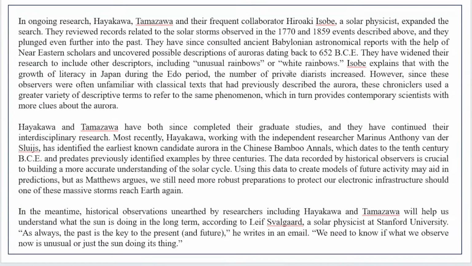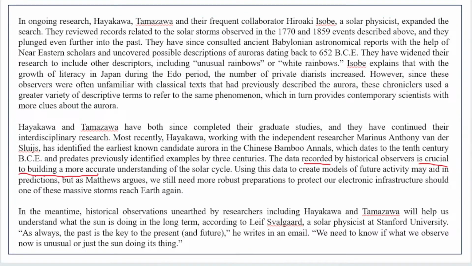Okay, so the data recorded by historical observers is crucial to building a more accurate understanding of the solar cycle. Again, now यहाँ पे दो चीजें note करें. One is recorded. Now here this is used as a verb, so we will use recorded. Okay, pronunciation will be recorded, and this is crucial to, ये grammatical structure note करिए, building a more accurate understanding of the solar cycle. So something is crucial to, verb plus ing form. It is crucial to developing, it is crucial to gaining.